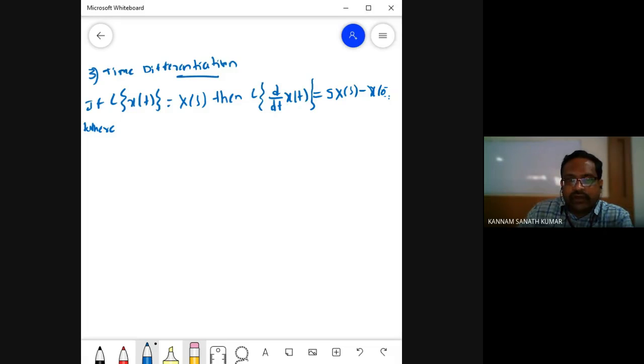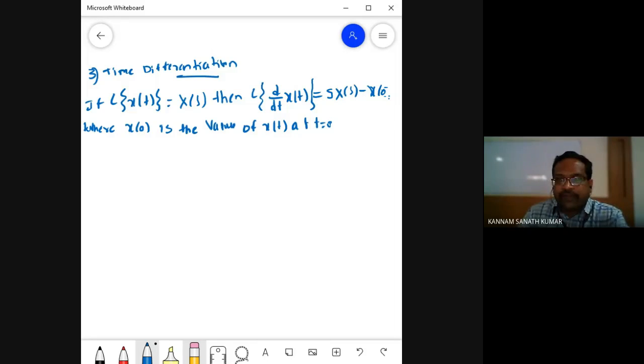Where this small x of 0 is the value of x of t at t equal to what? At t equal to 0. So that means x of 0 is nothing but the value of x of t at t equal to 0. Okay, so you have to prove this one.